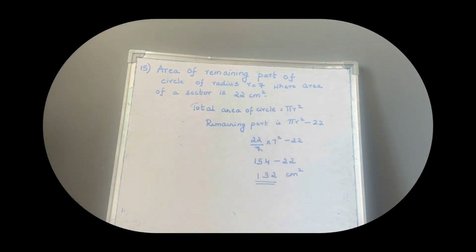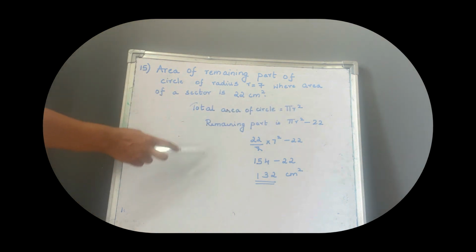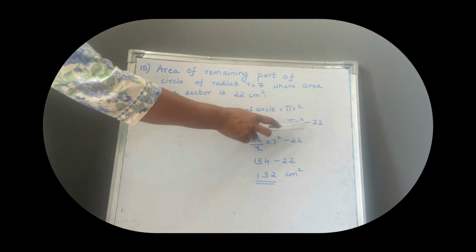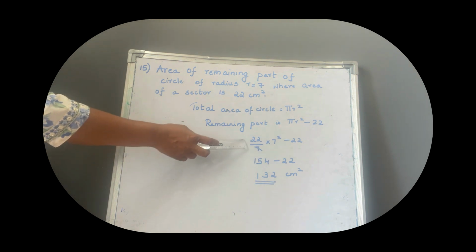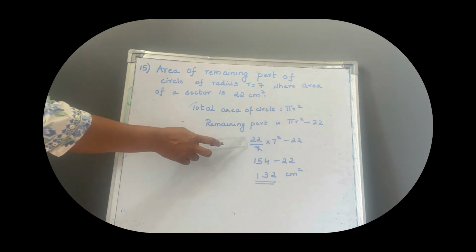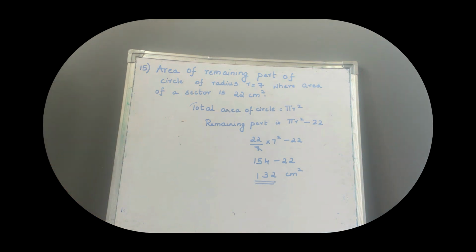Now we come to the last question of this section. What is the area of remaining part of a circle of radius r is equal to 7 cm if area of a sector is 22 cm square? So here we know that total area of circle is pi r square. So remaining part is pi r square minus 22. So substituting the value of r 7 and pi 22 by 7, we get answer as 132 centimeter square.